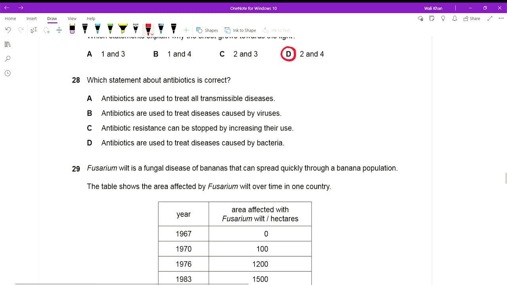Question number 28. Which statement about antibiotics is correct? Antibiotics are used to treat all transmissible diseases? No. Antibiotics are used to treat diseases caused by viruses? No. Antibiotic resistance can be stopped by increasing their use? No. Antibiotics are used to treat diseases caused by bacteria? Yes. So option is D.